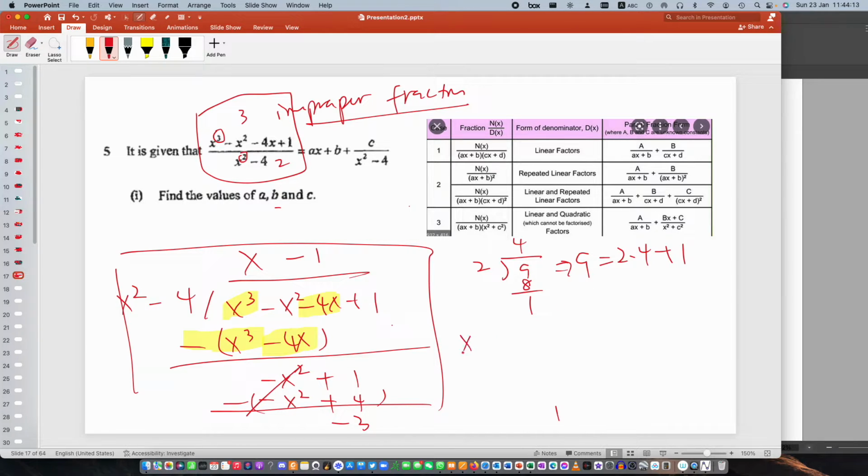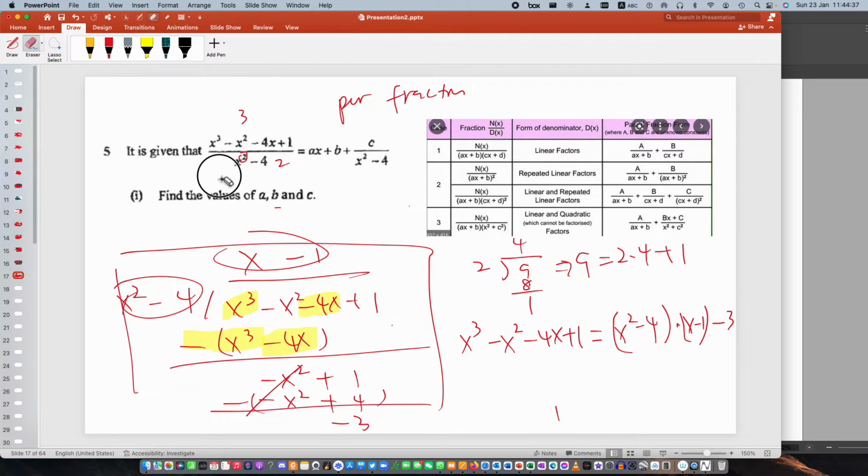So this x cubed minus x squared minus 4x plus 1 is equal to, 2 times 4. Can you see 2 times 4? Yes. 2 times 4, that means this times this. So it's x squared minus 4 times my x minus 1, minus the 3. Right? Yes. That's not all. That's not all. You have to get it into this format.